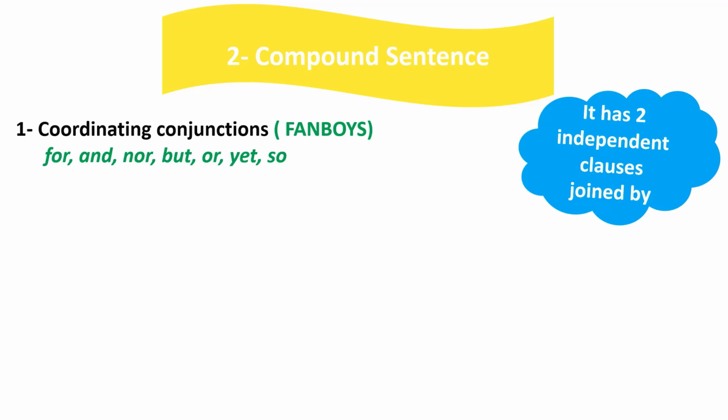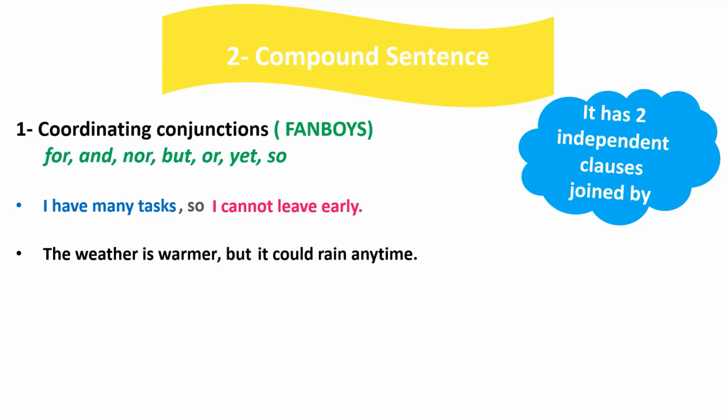Now let's have some examples. I have many tasks, so I cannot leave early. I have many tasks is the first independent clause. I cannot leave early is the second independent clause, and we join them by so, which is one of the coordinating conjunctions. The weather is warmer, but it could rain any time. As you can see, the first independent clause, the weather is warmer. The second one, it could rain any time, and we have but as a conjunction. And notice the punctuation, we use a comma before the coordinating conjunction and a full stop at the end of the sentence.